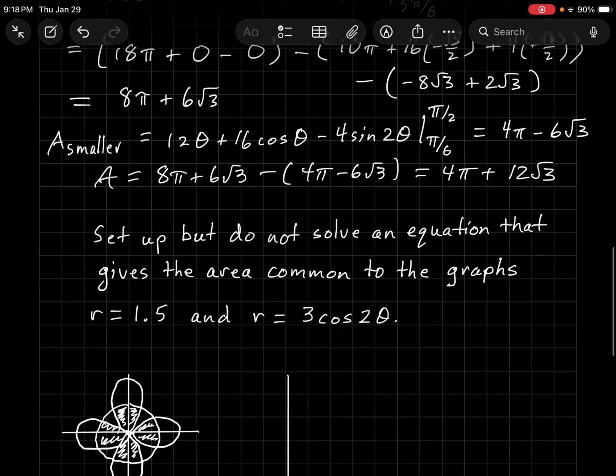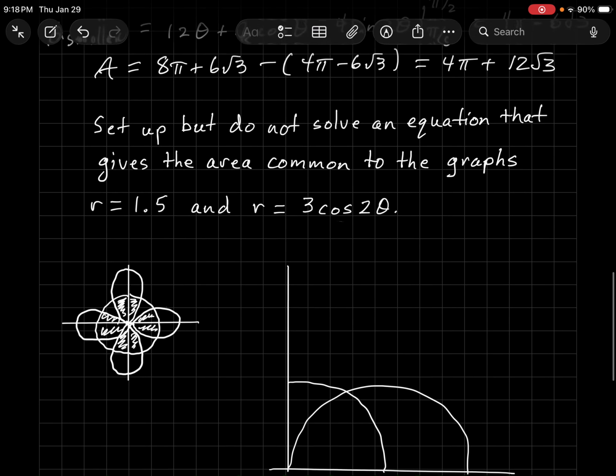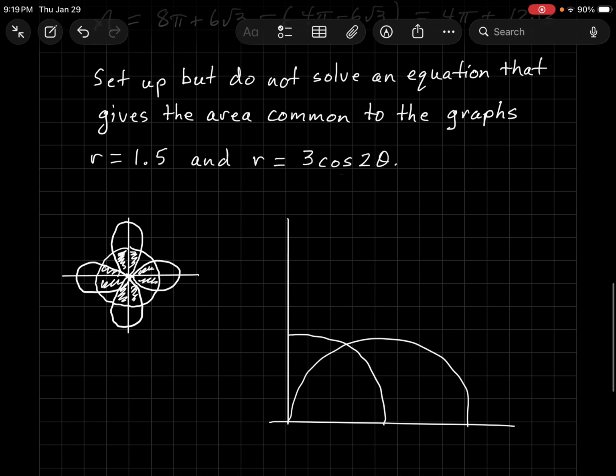Let's take a look at another example. And for the sake of time, let's set up but not solve an equation that gives an area common to the graphs r equals 1.5 and r equals 3 cosine 2 theta. I have drawn the graphs on the left. So the circle is r equals 1.5, a circle with radius 1.5, center at the origin. The petal graph is r equals 3 cosine 2 theta.